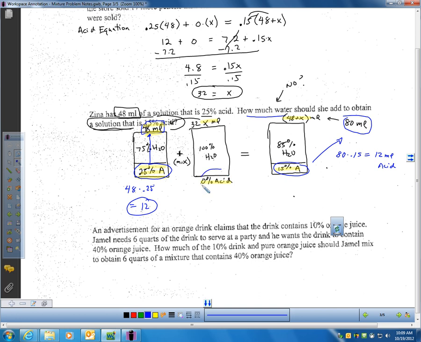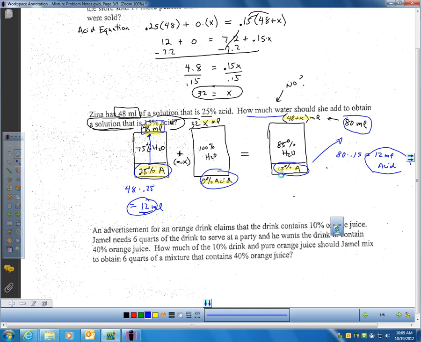I added no acid to the container. I started with 12 milliliters of acid. I finished with 12 milliliters of acid. This is definitely right. I added no acid to the container. My new container has 80 total milliliters of fluid in it, but the amount of acid didn't change. That means I've diluted this container. There is less acid mix.